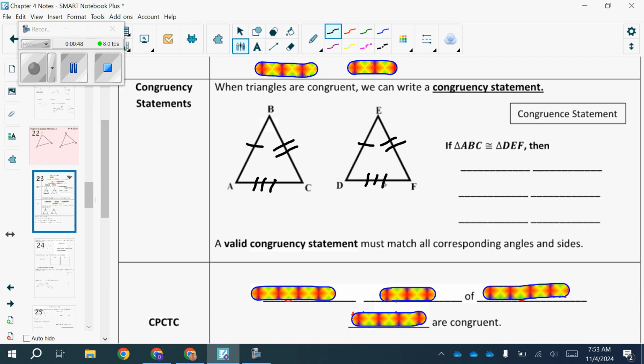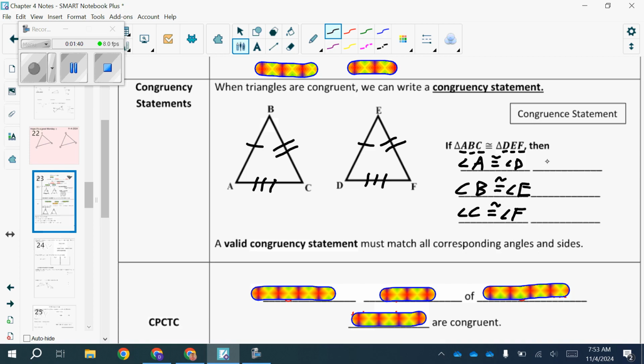So we could say, since it says if triangle ABC is congruent to triangle DEF, then what we just wrote down is true, that basically all the corresponding parts will be congruent. So we could also say that angle A would be congruent to angle D. So notice this, A follows D, B follows E, C follows F. So we can also say that angle B is congruent to angle E, and angle C is congruent to angle F.